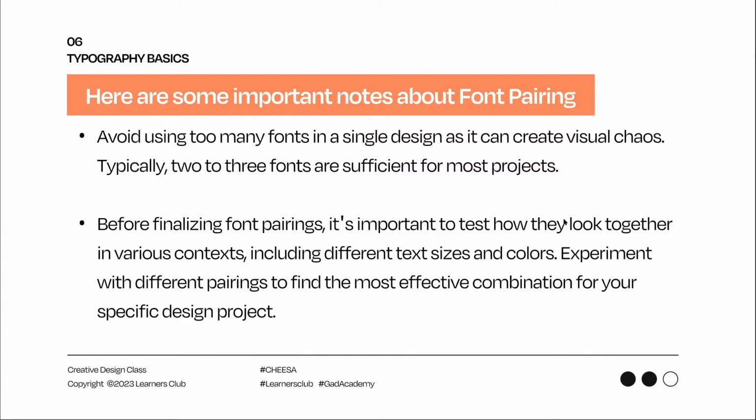Before finalizing font pairings, it is important to test how they look together in various contexts. So before you finalize, you choose the fonts, examine them, and test how they look together. Make one the heading and the other the body, then swap them, and see how they look together, including at different text sizes. Change the size of one font, change the size of the other, and test how they look together. Test their colors, how they look with colors on them. Experiment and make sure that they look good together before you combine them in your design project.